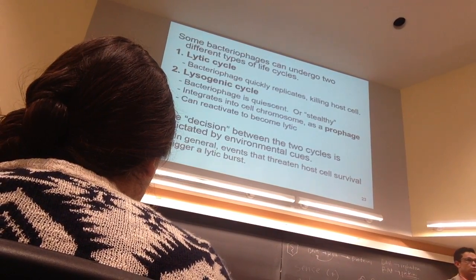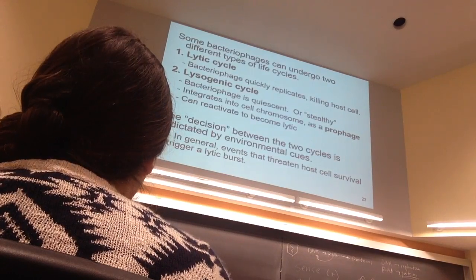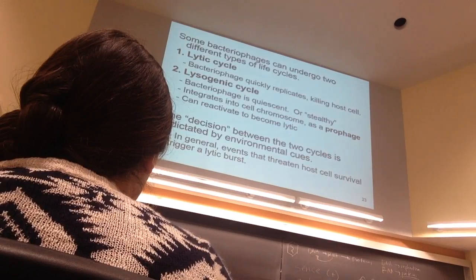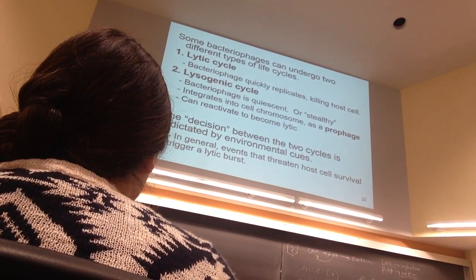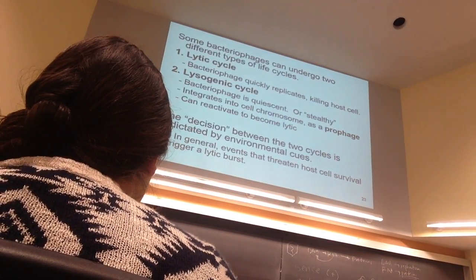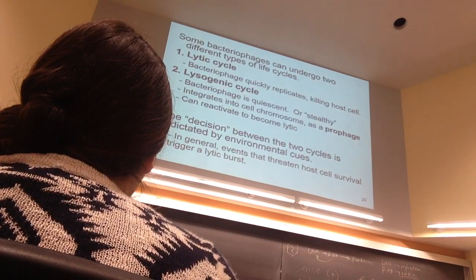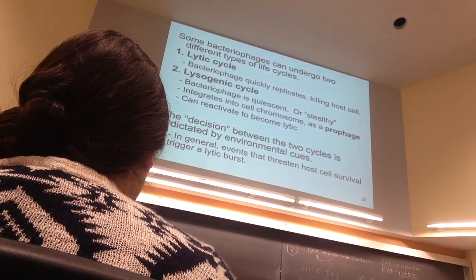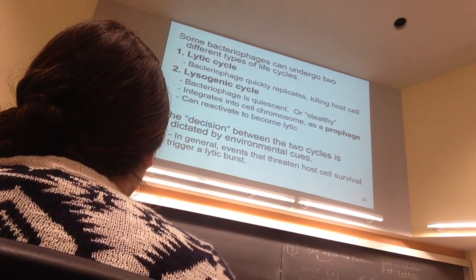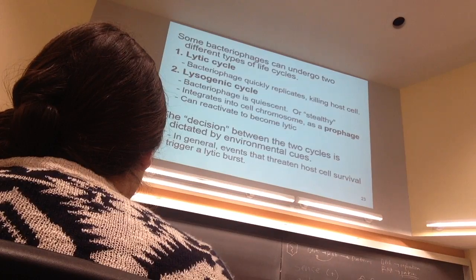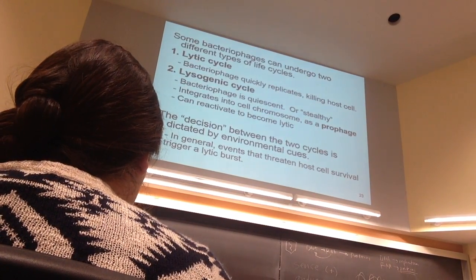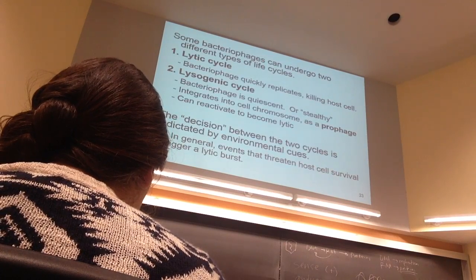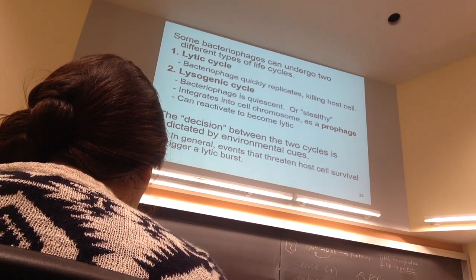Now, when it comes to all viruses, they can undergo two different cycles: lytic or lysogenic cycles. The main difference is that during the lytic cycle, the bacteriophage will replicate very quickly, will make copies of itself, it will kill the host cell, and it will release the particles to the outside to infect new cells. That's the easiest way to replicate and become infectious.